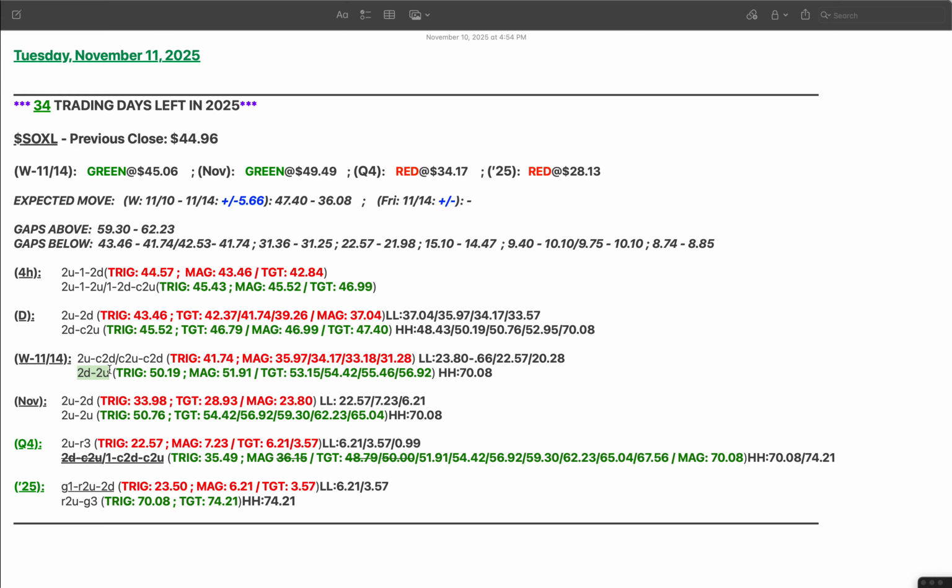Now, if we continue to push to the upside, that gives us a 2 down, 2 up reversal, triggering at 50.19, last week's high, with a magnitude of 51.91. Now, if we continue to push up, we've got extended targets of 53.15, 54.42, 55.46, and 56.92, right?